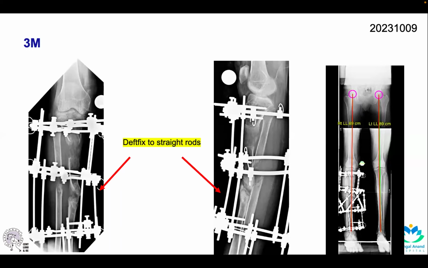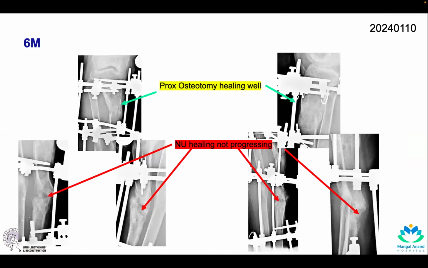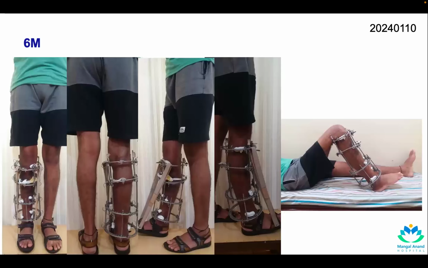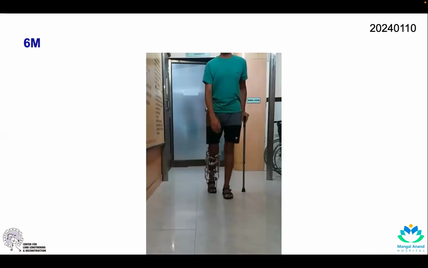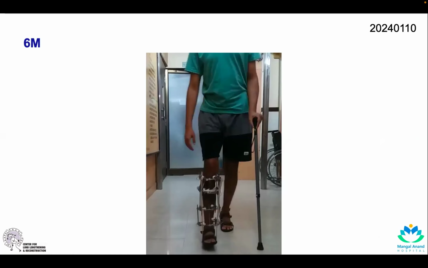And we saw him after around 6 weeks. And when the flexion deformity was corrected, the limb length was almost equal. So the 6-axis was converted into straight rods, and he was allowed walking after that. So at around 6 months, the proximal osteotomy site, which was made to correct the deformity as well as for the lengthening, had healed well. The non-union site healing was not progressing at 6 months. However, he was walking fine, so we were expecting that it will also be fine.